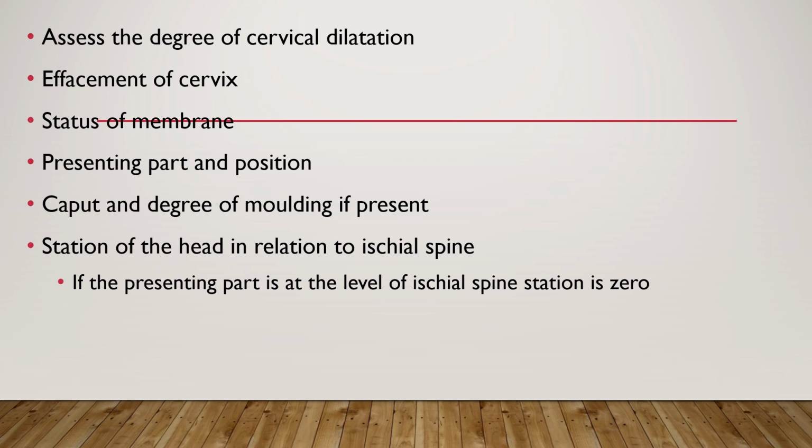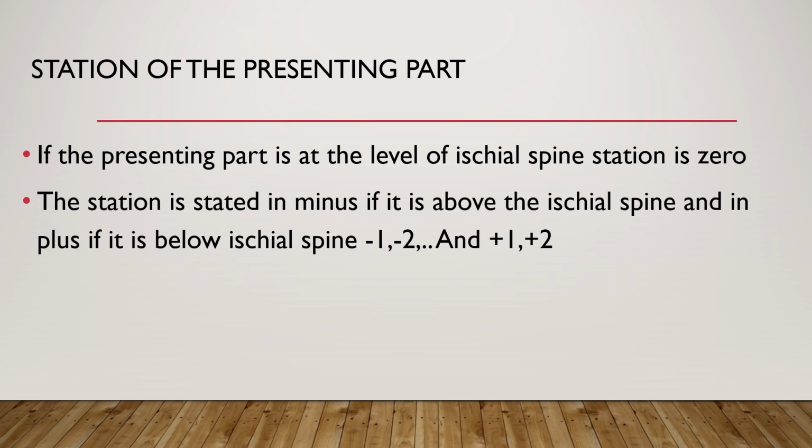For example, assume the head is the presenting part. If the presenting part is at the level of the ischial spine, the station is 0. And if the presenting part is above the ischial spine, the station will be considered as minus. And if it is below the ischial spine, it is considered as plus. If it is 1 centimeter above the ischial spine, the station is -1. Again 1 centimeter means -2, -3, -4, -5, like that it will go when it is moving upward. And if it is coming downward, if it is 1 centimeter below the ischial spine, the station is +1. 2 centimeter below the ischial spine, the station is +2, +3, like that it will come down.